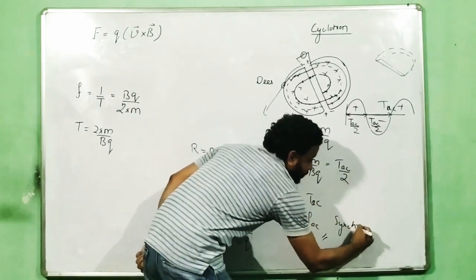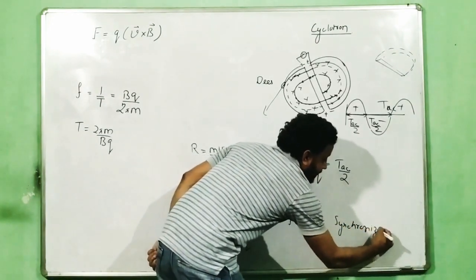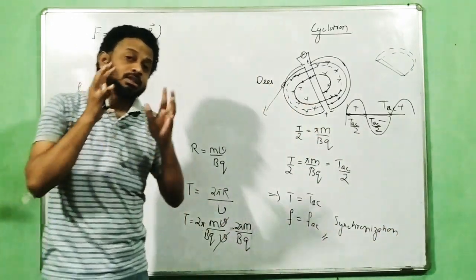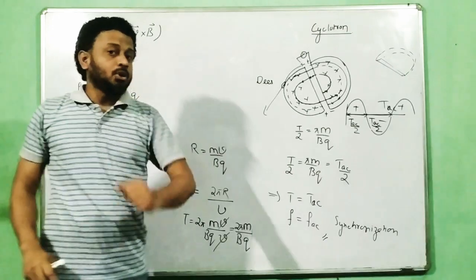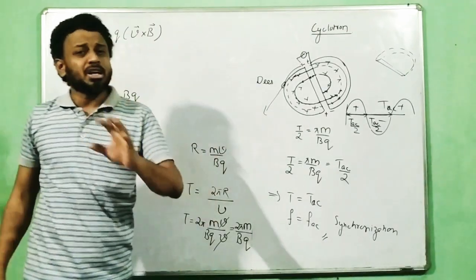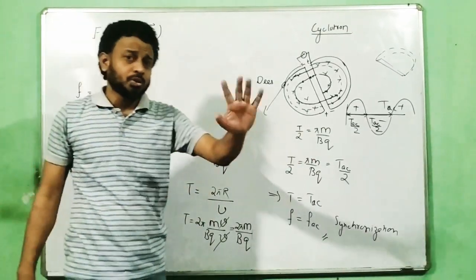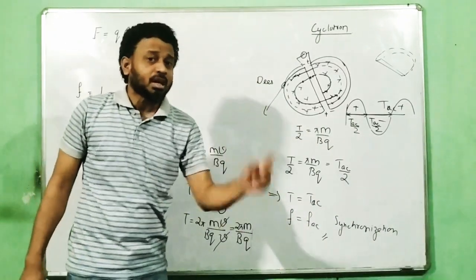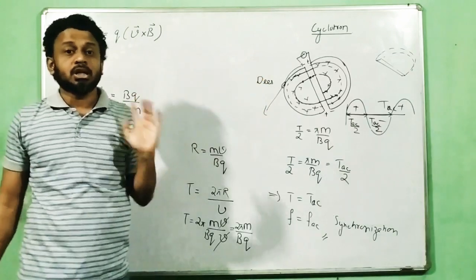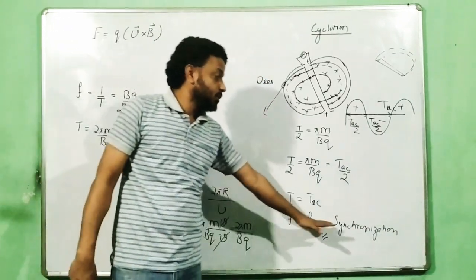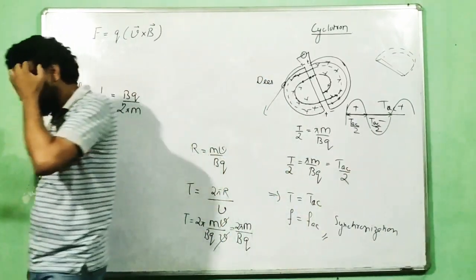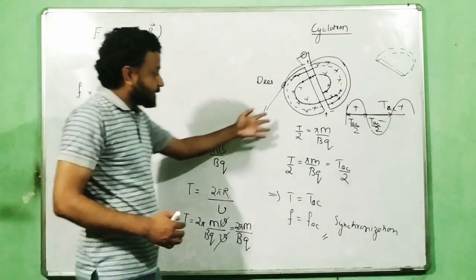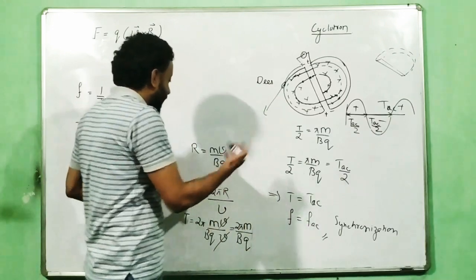They ask this question: what do you mean by synchronization? Synchronization is a process in which, in the cyclotron, the frequency of alternating current, alternating signal or alternating potential, whichever one you want to use, must be the same as the frequency of rotation of charge. This process is called synchronization. And this is the three-step working principle.